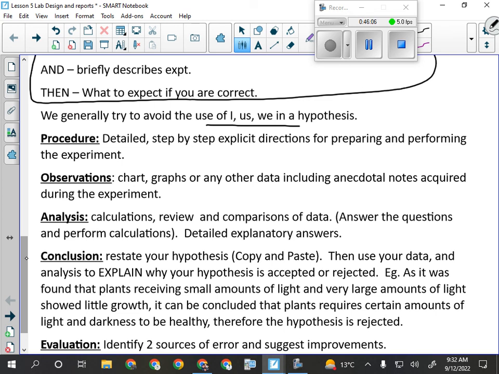All right, by performing your procedure, you will get observations. It totally depends on the type of experiment you're running what those are going to look like. Sometimes they're a chart, sometimes they're graphs, sometimes they're anecdotal recordings, okay? Today the plants appeared to be a little deprived of water. They were discolored and yellow.